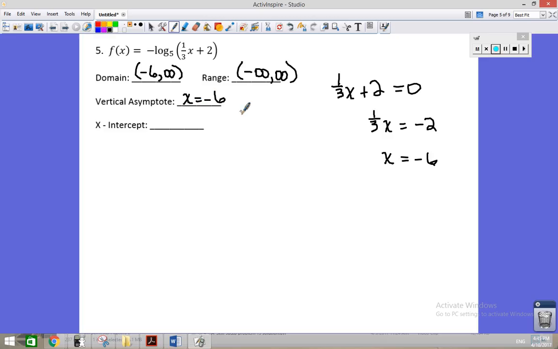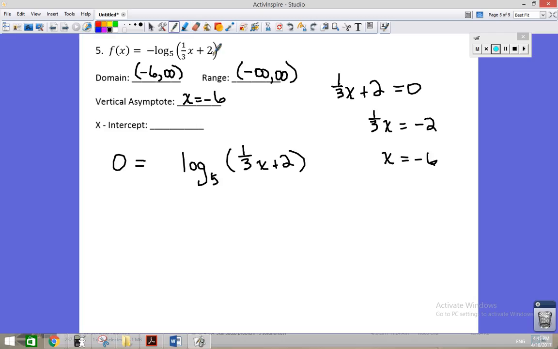Alright, to find an x-intercept, if we're given a function, we let y equal 0. So we've got 0 is equal to the opposite of the log base 5 of 1/3 x plus 2. If I take the opposite of each side, the opposite of 0 is just 0, and the opposite of this negative log is positive. So this negative sign is not going to affect our x-intercept. We kind of knew that because it's a reflection across the x-axis, and that doesn't change the x-intercept. It's changing the y values, not the x values.